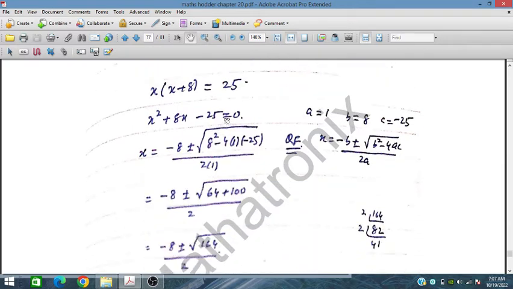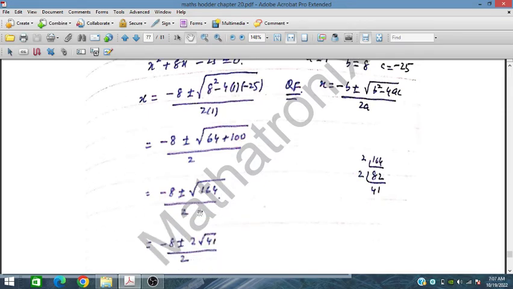So this is the quadratic formula here. So a, b, and c, and we get this quadratic formula: minus b plus minus the square root of b square minus 4ac. Here c is minus 25. So this is 6, so we get this. So x is equal to this one or this one.